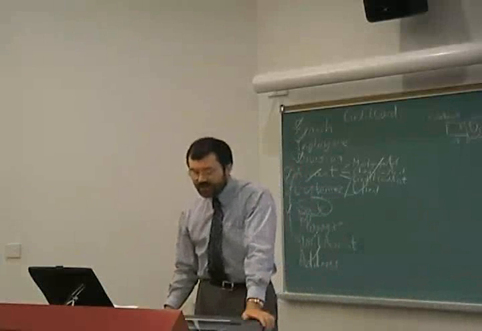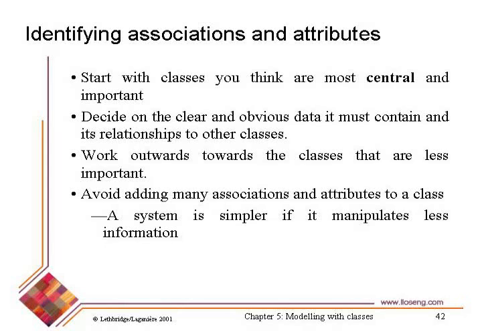We started with classes that we thought were central and important: the class or classes that this system is about. This is only a hint. It only helps you with the process. It doesn't mean that you can't start anywhere. I just find that students get the right answers, and I get the right answer faster, and it's easier to work the problem if you start with a central class. And then I think about the clear and obvious data, the clear attributes and associations that we really need, and work out towards the classes that are more peripheral.